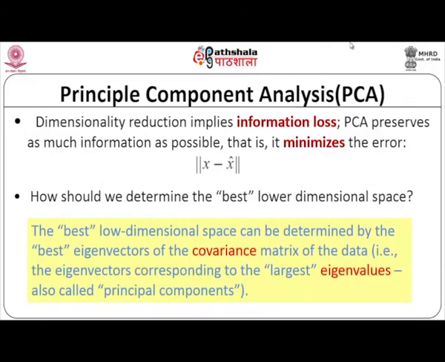The best lower dimensional space can be determined by the best eigenvectors of the covariance matrix of the data, that is the eigenvectors corresponding to the largest eigenvalues, which we call the principal components. So, that is what we have discussed before also, just to re-emphasize this.